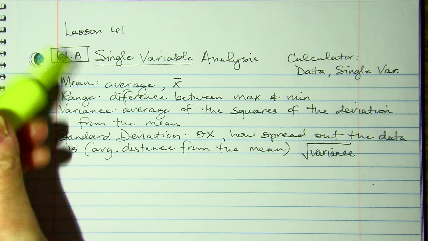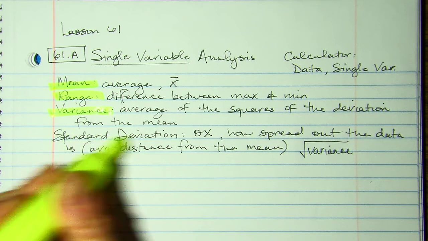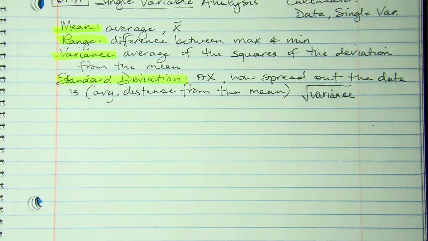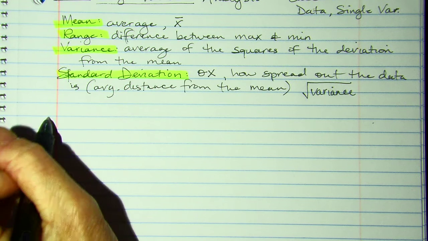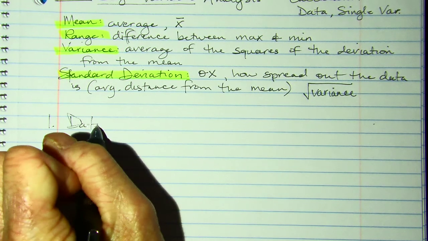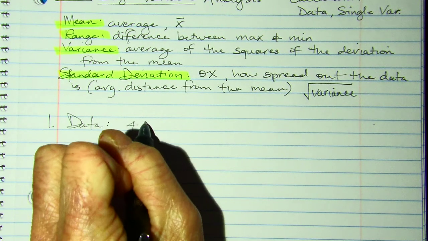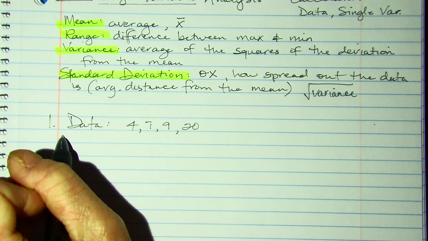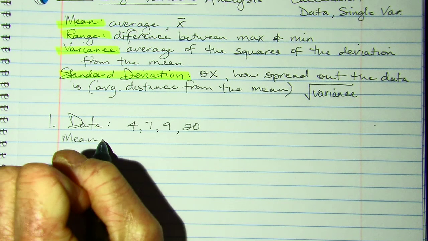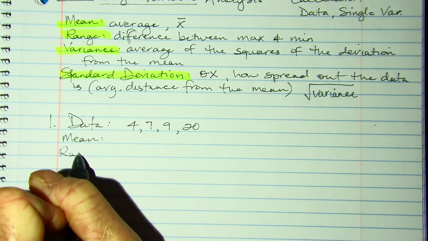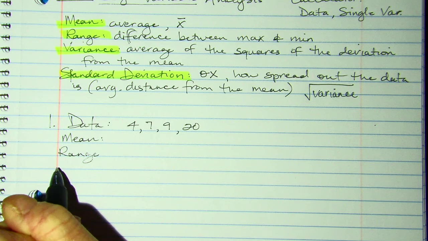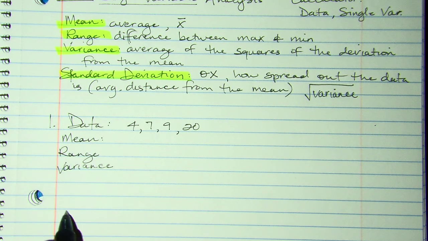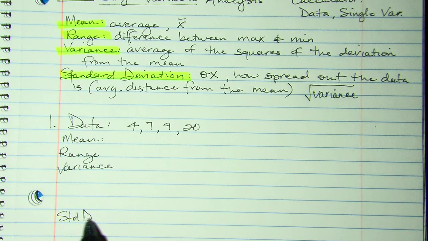Now you can use Desmos to find almost all of this, so if that's what you're using, that's totally fine. But I'll show you how to do it by hand. So example number 1, if our data is 4, 7, 9, and 20. So let's go over how to find the mean, our range, our variance, and our standard deviation.